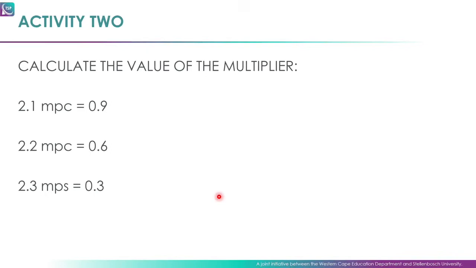Right, in activity 2 now, I'm asking you to calculate the value of the multiplier. In order to calculate the value, don't forget the formula. Your formula: K is equal to 1 over 1 minus MPC. K is equal to 1 divided by 1 minus MPC. So write down that formula somewhere so that you can have it next to you while you do these calculations, for which I'm going to give you a minute and a half.